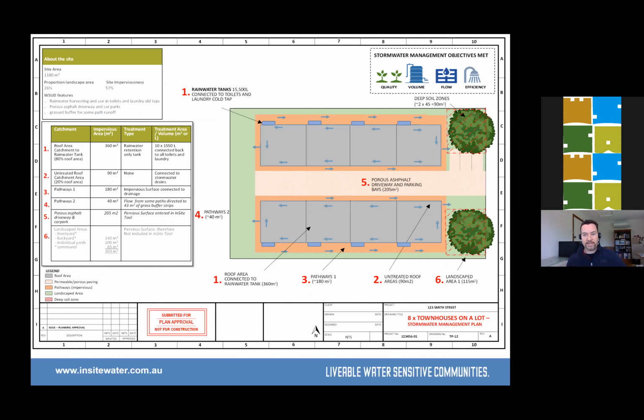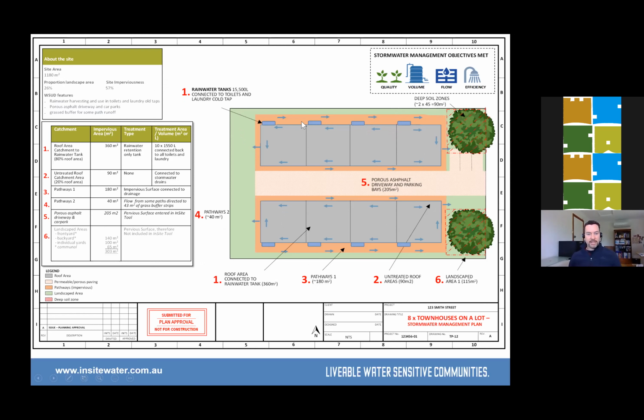Here we've got a simplified diagram. We have a couple of deep soil zones, a bit of visitor parking out the front, and a driveway. We've got 8 double-story townhouses on quite a small block, so it's 1,180 square meters. And we want to try and get this townhouse development passing all our integrated water management objectives.